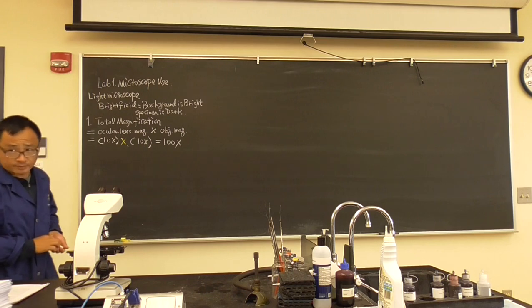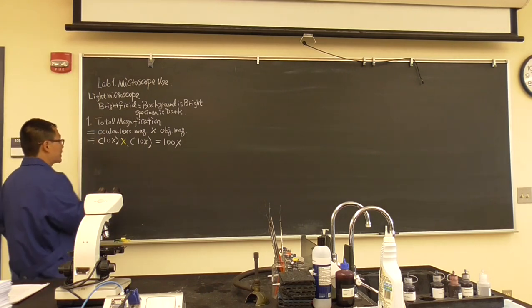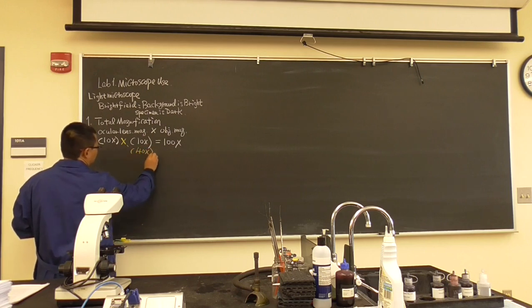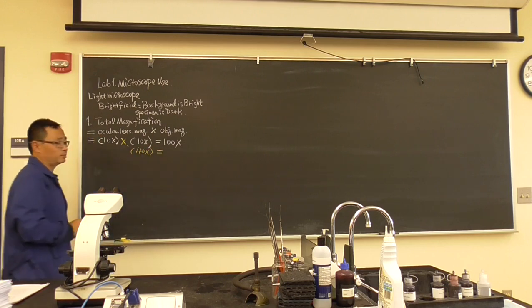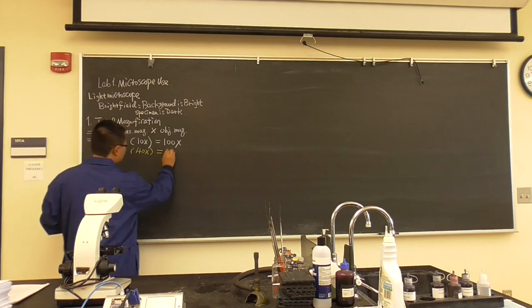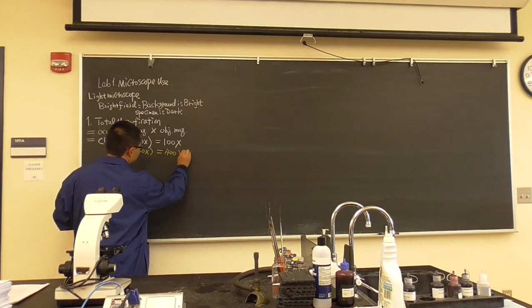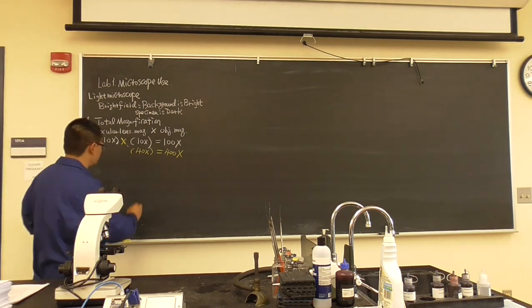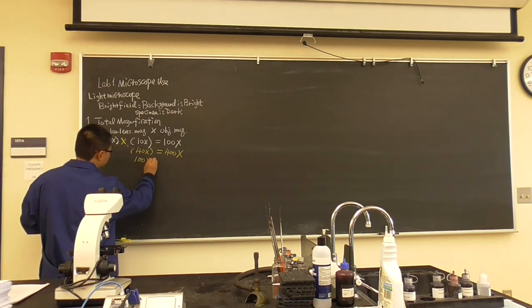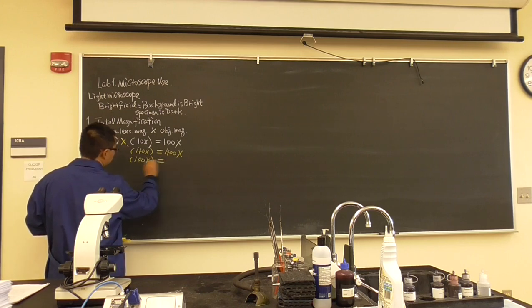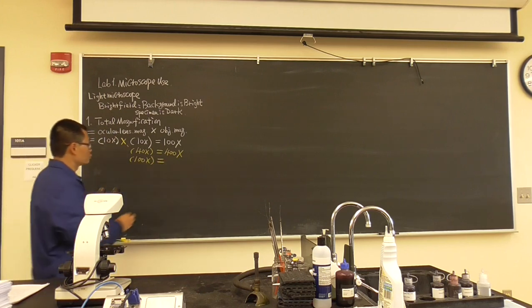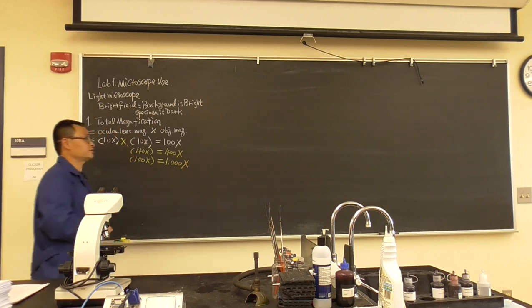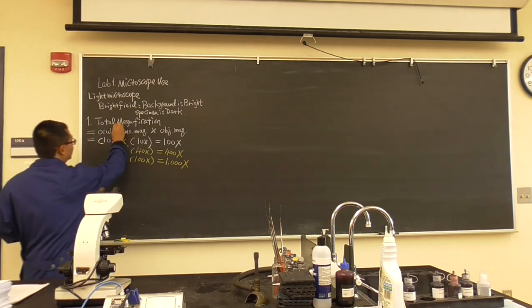If the objective lens magnification we set at 40x, what will be the answer? 10 multiplied by 40 equals 400x. If the objective lens magnification is 100x, what will be the answer? 10 multiplied by 100 is 1000x. So that's the first thing, total magnification.